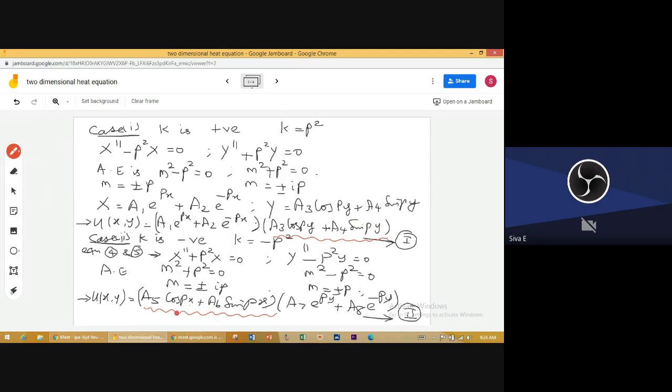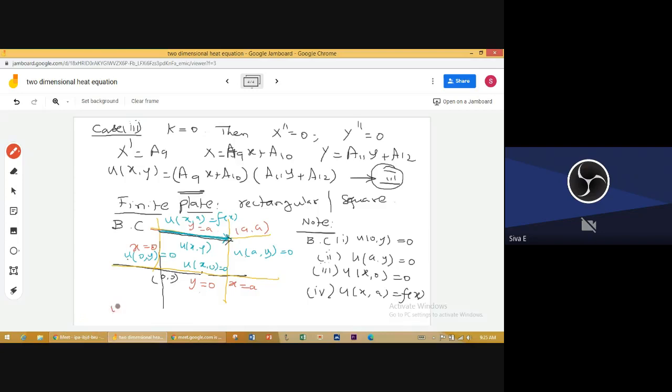So therefore, if the non-zero boundary condition is parallel to the x-axis, then the sine and cosine terms contain x. Therefore, for this case, the suitable solution is, please keep it in mind, u of x comma y equal to (a cos px plus b sin px)(c e power py plus d e power minus py). It is one case.